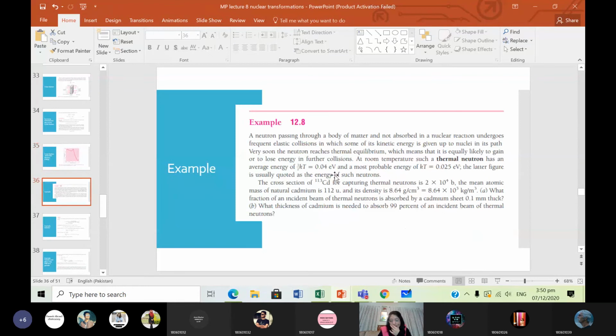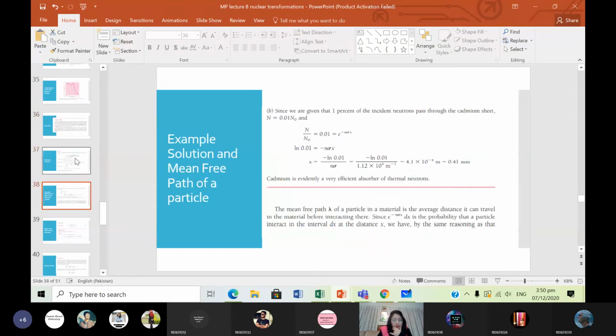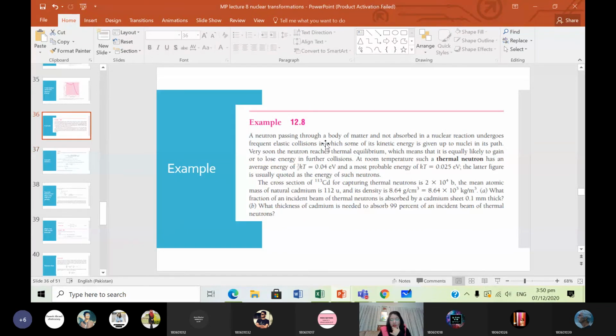Can we do an example, or are we out of time? So a neutron passing through a body of matter, not absorbed.